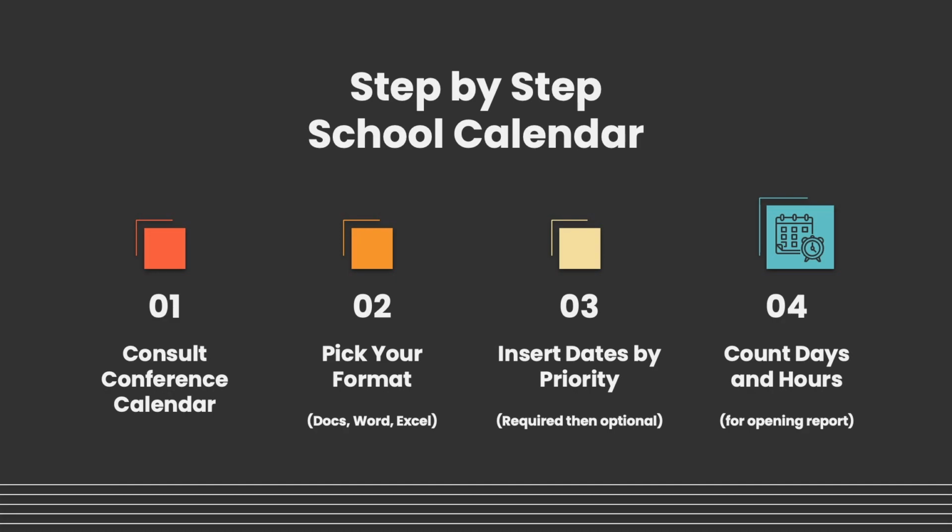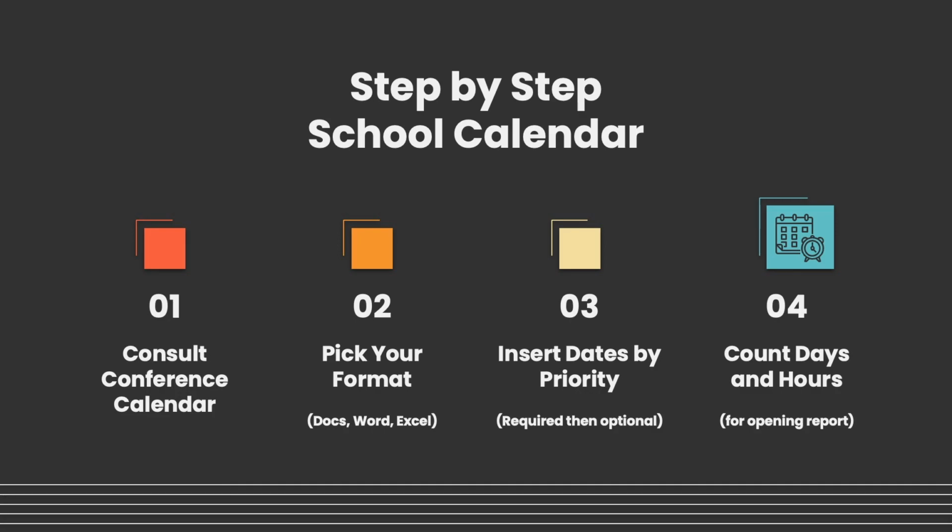Once you have your conference calendar and you're looking at, okay, what's the date that school begins and when does it end? There's some flexibility there because sometimes you can contact your conference and say, hey, we want to start, say, on a Wednesday instead of a Monday, but we're still going to get the number of days in. That's up to you and your conference and your school where you're at. But once you have that, then you're going to pick your format.